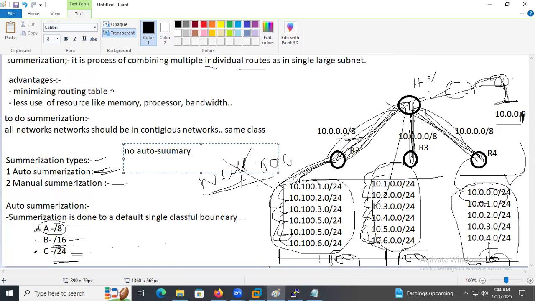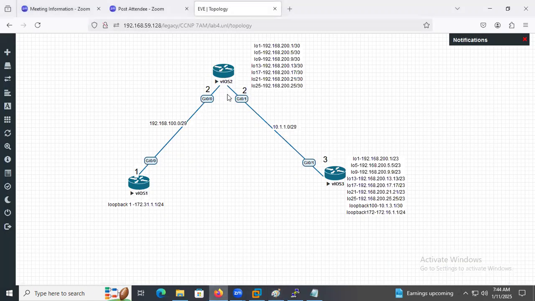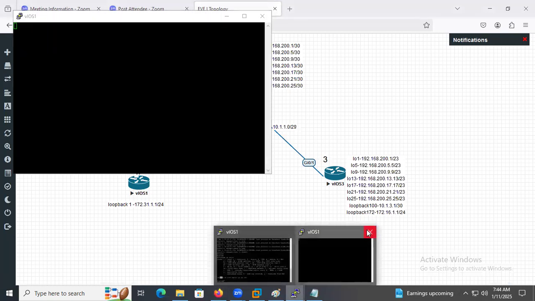Right. First, we will do this auto summarization, how EIGRP is working, how EIGRP is advertising the routes, the importance of auto summary we will do. So we have the router one here.